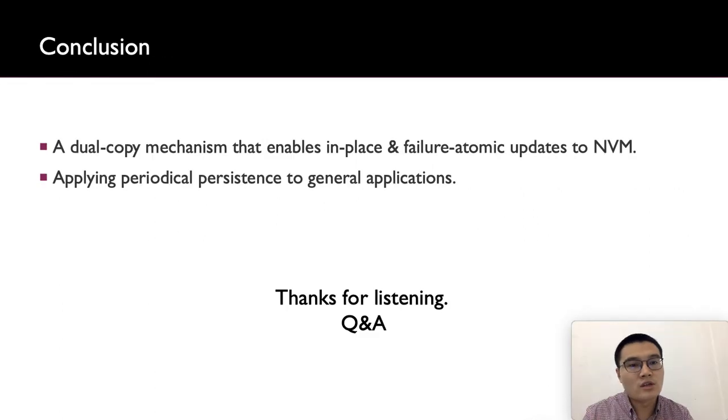Okay, in conclusion, I summarize two insights you may take away from this talk. The first one is a new dual copy scheme to perform in-place persistent writes over one copy and to obtain a consistent fallback using the other copy. The second one is that applying periodic persistence to general applications can obtain substantial performance gains. Okay, that's all. Thank you.